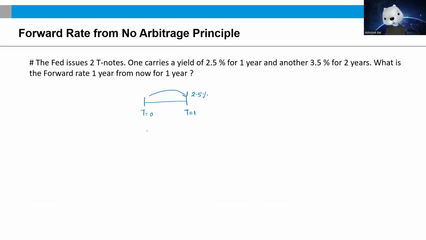And another is going to mature a couple of years down the line, and it gives you 3.5% as yield. Okay, there are no interim coupons. These are all zero coupon bonds. What is asked is, what is the forward rate 1 year from now for one more year?